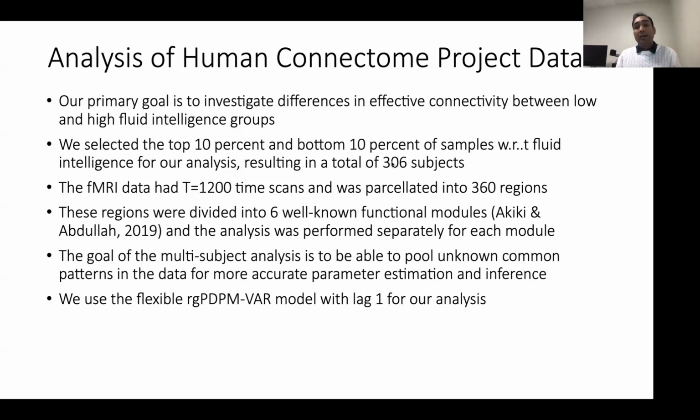And so we ended up dividing the 360 regions into smaller functional networks. So each of these functional networks had anywhere between 30, 40, 50, 60, 70 regions, right? So we made the problem more manageable. And we used a lag 1 VAR model for analysis, which was backed by exploratory analysis.